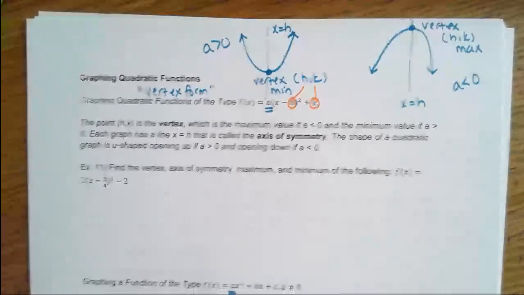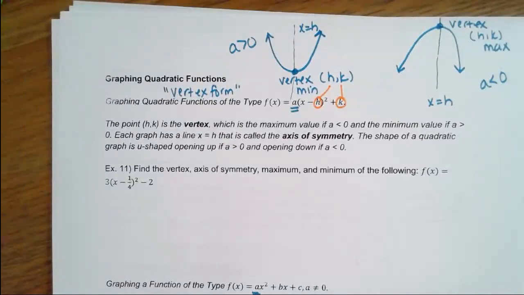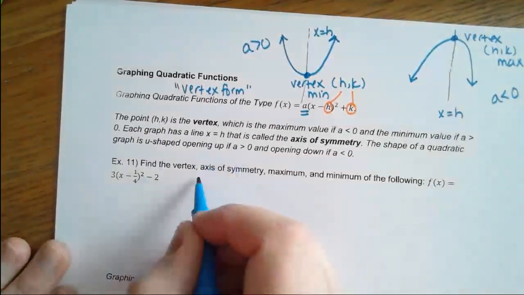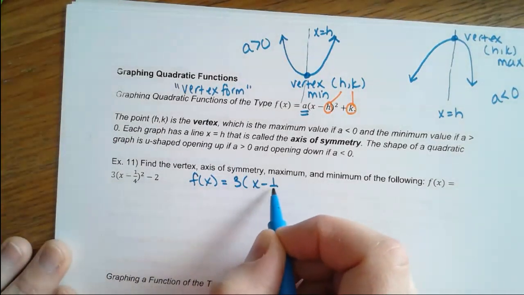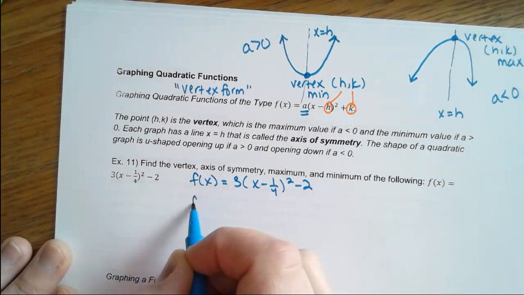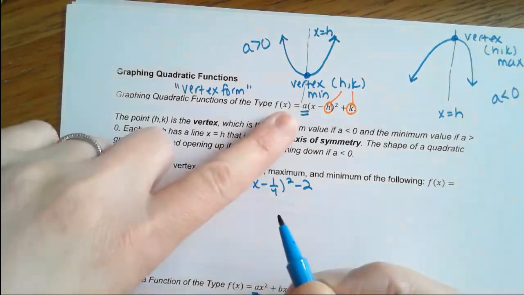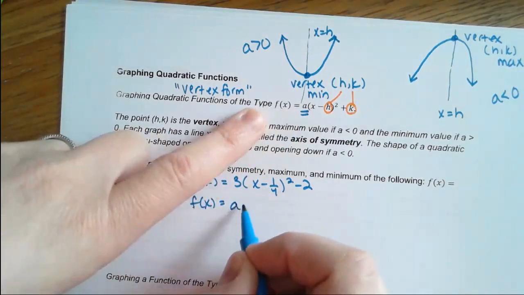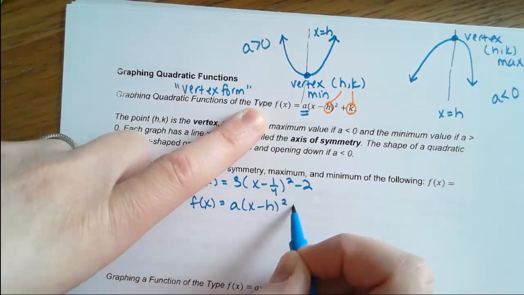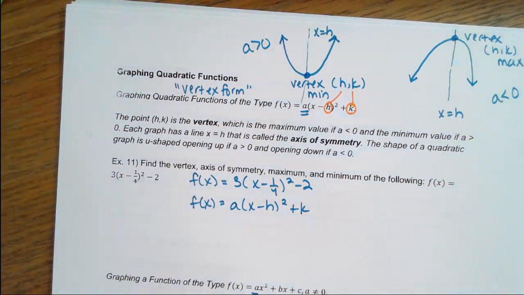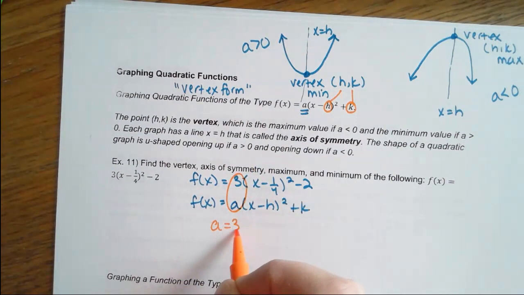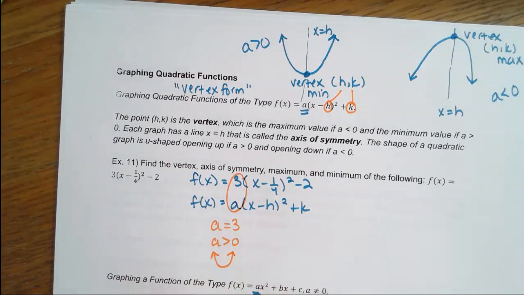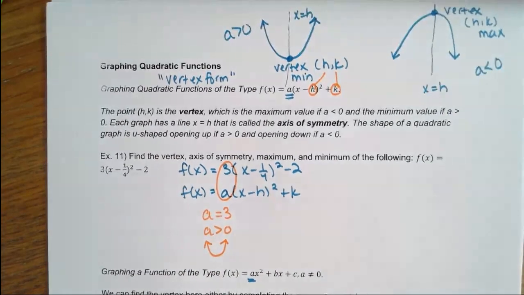So here's an example. Let's go through how to use it. I'm just going to rewrite it because it's split onto two different parts. And then I'm going to match it up with the general form that's up here, right? That base form. So here I can see the a is out front. So my a is 3, which means that is positive, right? So my graph is definitely going to be something like this. It's going to be an upward U shape.